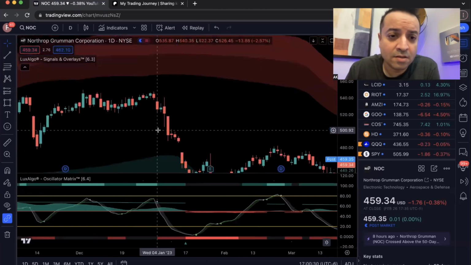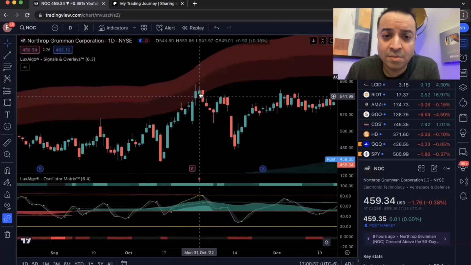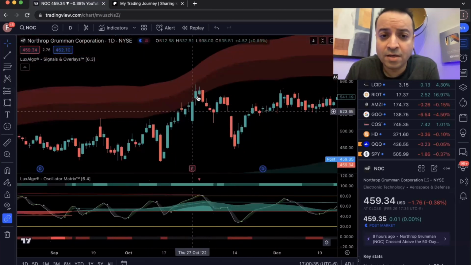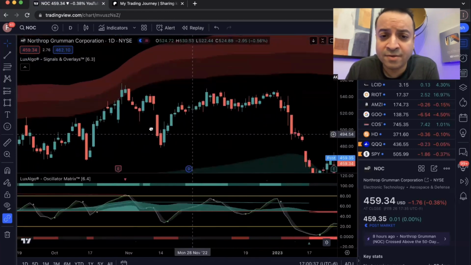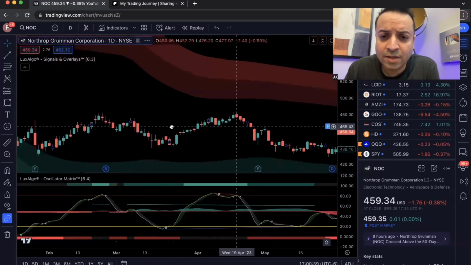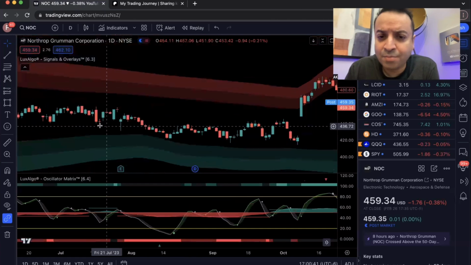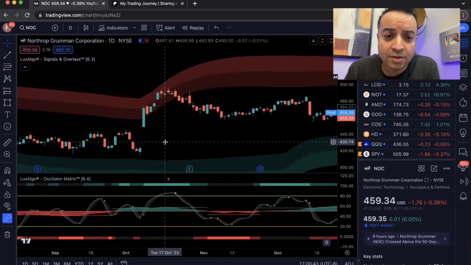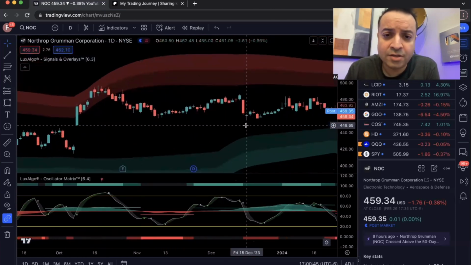Same here, exit, right? When it enters the reversal zone, comes back down, when it reverses, right? So it's a pretty high probability trade.